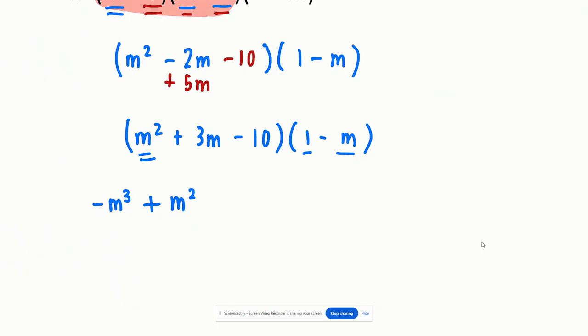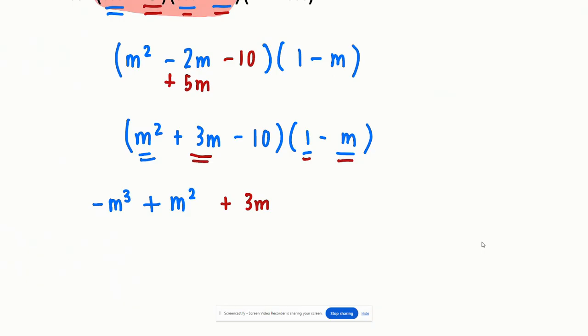Now what do I need to distribute? Positive 3m. All right, what's 3m times 1? 3m. We don't have a 3m yet, do we? How about 3m times negative m?